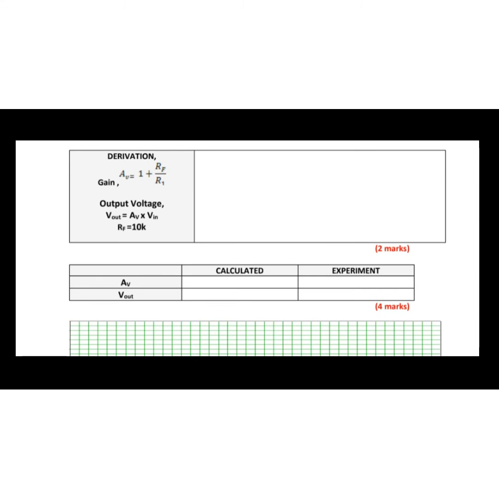Now is for 10 kilo ohm. AV equals 1 plus 10 kilo ohm divided by 1k, and we get 11. So for the V out is AV times V in, so AV is 11 times 1 volt, so we get 11 volt for the V out for 10k.